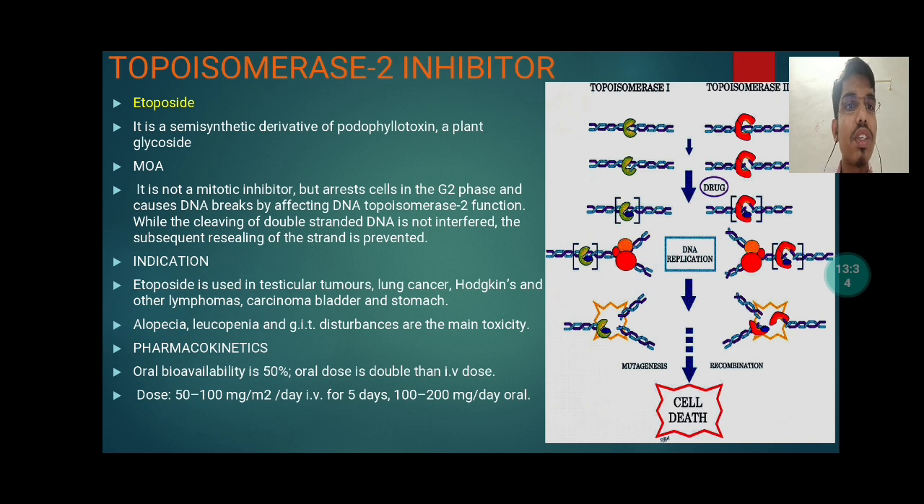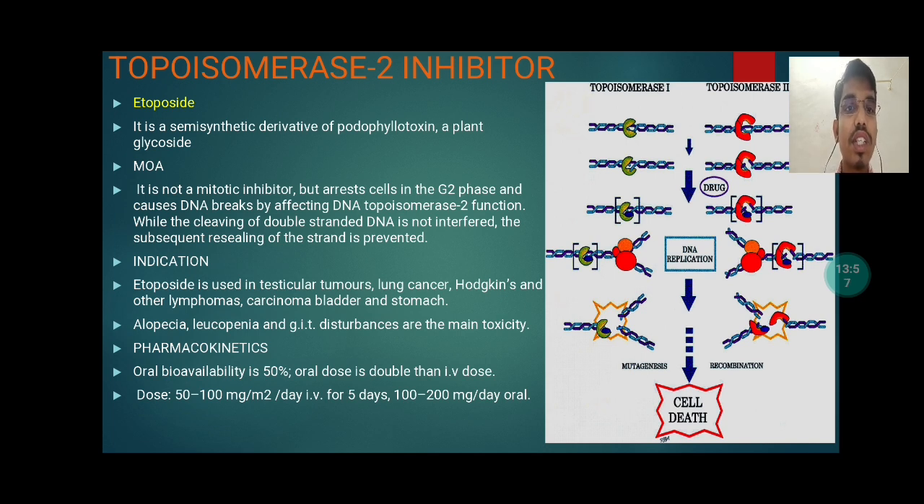The cells are arrested in the G2 phase and it causes DNA breaks by affecting the DNA. This is a DNA topoisomerase 2 function. While cleaving the double stranded DNA is not interfered with, the subsequent resealing of the strand is prevented. These drugs prevent the resealing of the strand of the DNA.